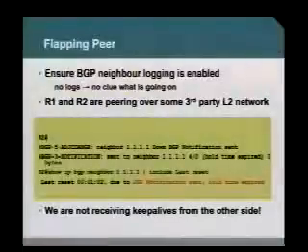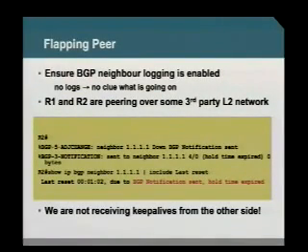So the first thing to do is make sure that the logging is switched on. If you don't have logs, you'll have no clue of what's going on whatsoever. Now the R1, R2 peering, generally this happens when you've got some third-party layer 2 network there. So you've got your circuit, your virtual circuit, whatever it is, from some third party. And you see messages like neighbor 111 down, BGP notification sent, hold time expired. The clue is the hold time expired.